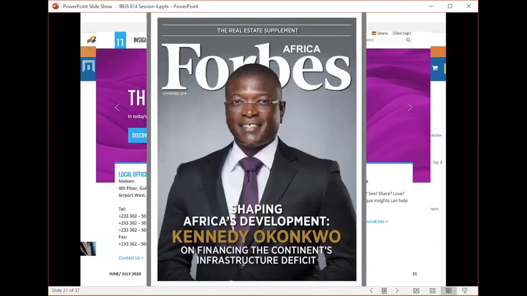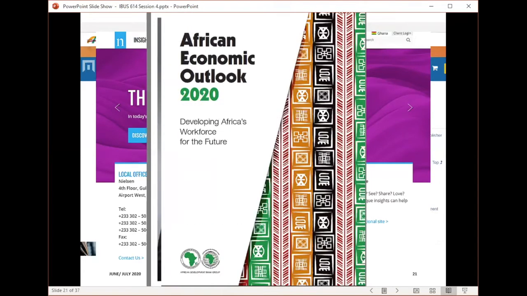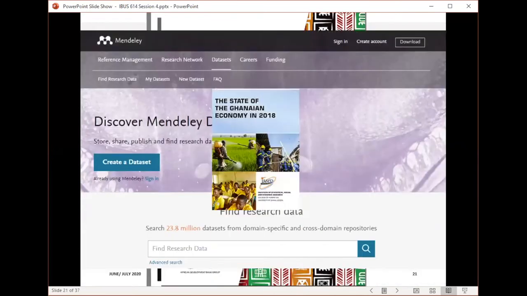We can also talk about publications like Forbes Africa, which also often gives us a lot of information about development in terms of trade and business in the African region, right? Then the Economic Development in Africa reports, which we just saw, and then the African Economic Outlook report, and then the one that is done by my own institution, University of Ghana, by the Institute of Statistical, Social and Economic Research, right? The State of the Ghanaian Economy Report, which also comes out every year.